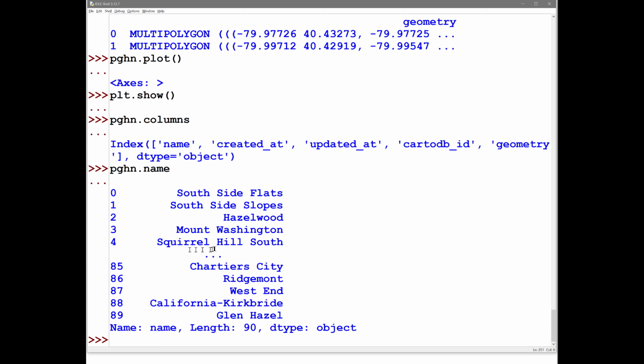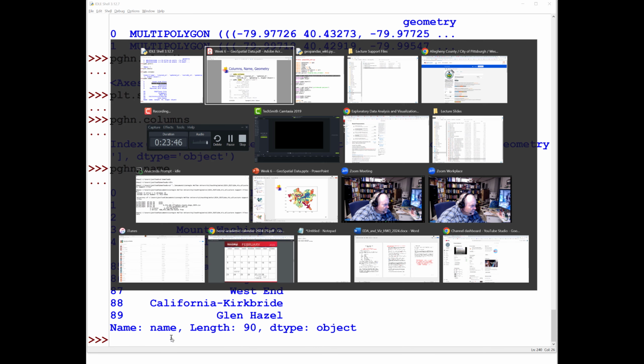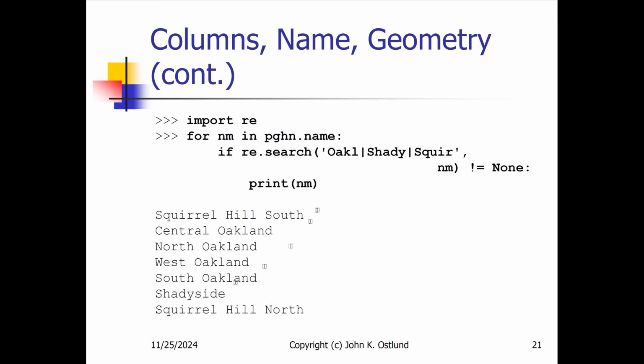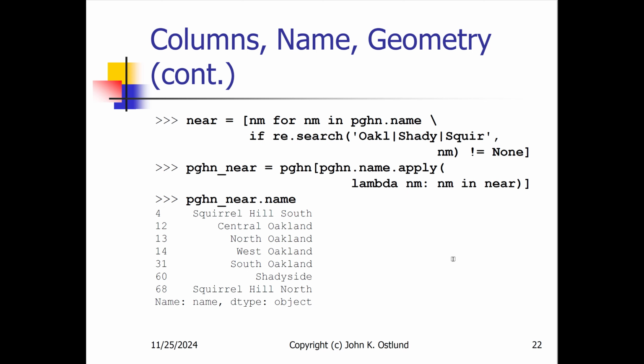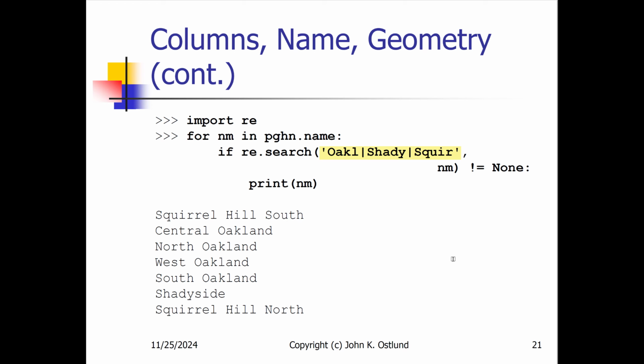And some of these, frankly, I'm not familiar with. I don't know where Southside Flats and Southside Slopes are. Hazelwood, Mount Washington, Squirrel Hill South, West End, Glen Hazel, these are all things that I recognize as being neighborhoods. Let's see if we can locate the neighborhoods right around Carnegie Mellon, including where an awful lot of the students live.